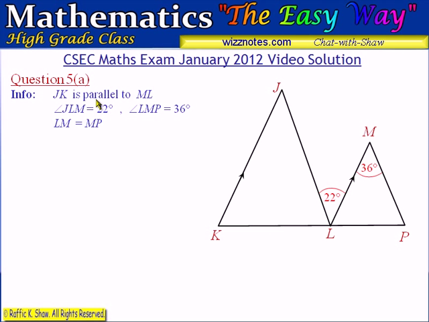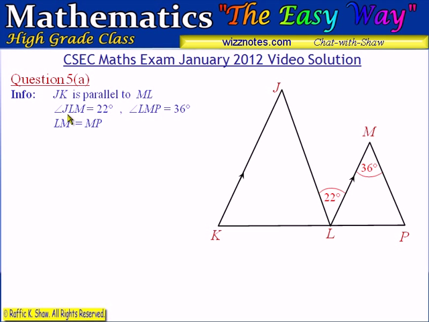It said JL is parallel to ML. So this line is parallel to this one. That's why we have these arrows here. And once you hear of parallel lines, in a tricky question, you start thinking about Z angles. Z angles are equal. And also, parallel lines make the same angle with a straight line that they cross.